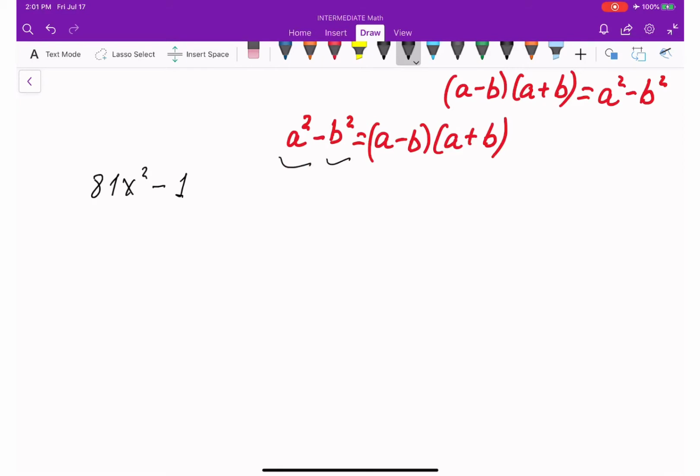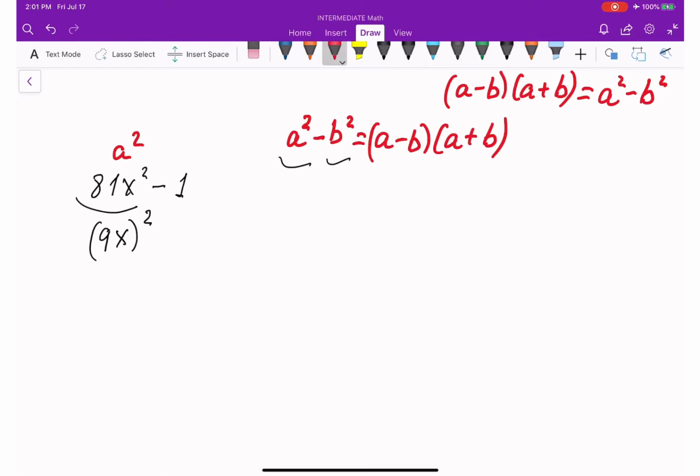Let me see. A to power 2. So if this is my a squared, then how much will be my a? So practically what I'm asking is which number squared will give me 81? Obviously it's 9. And which x to power 2 will give me x squared? So obviously x. So I'm writing this in the form of 9x squared.